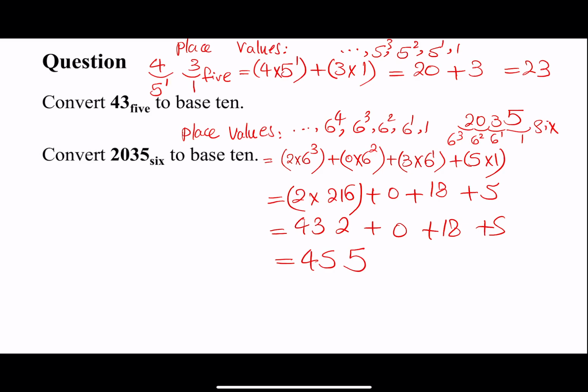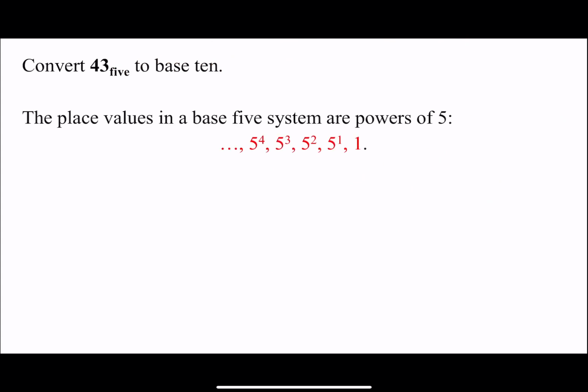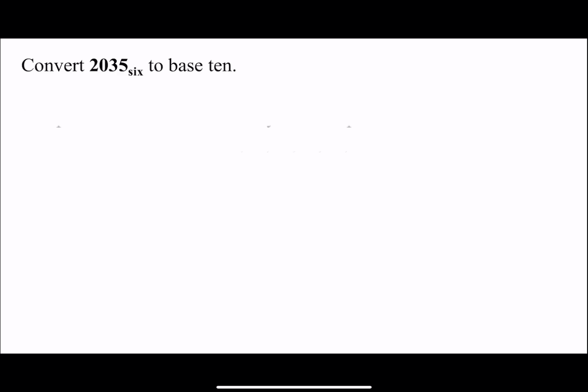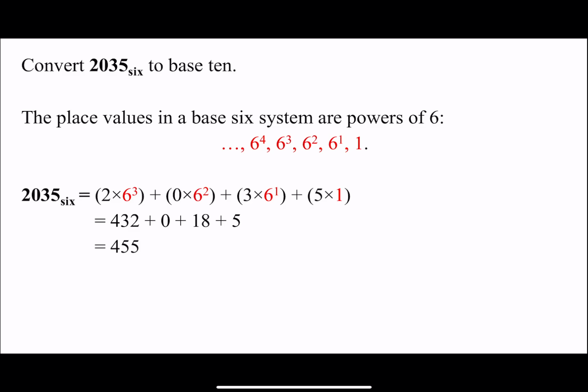Let's check our answers. So for 43 base 5, write down the place values, multiply each digit by its place value, so it's 23. I follow the same steps for 2035 base 6 to change it to a numeral in base 10. Write down the place values, multiply each digit by its place value, add the results to get 455. Well, I'm gonna stop here.